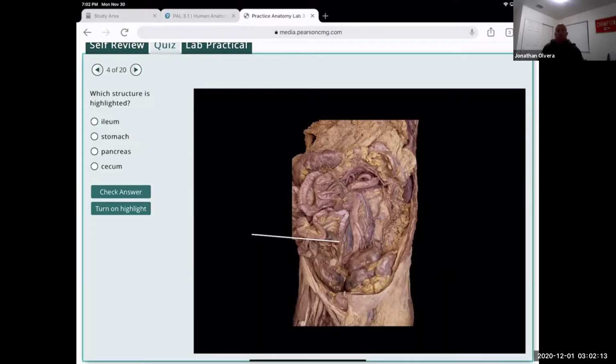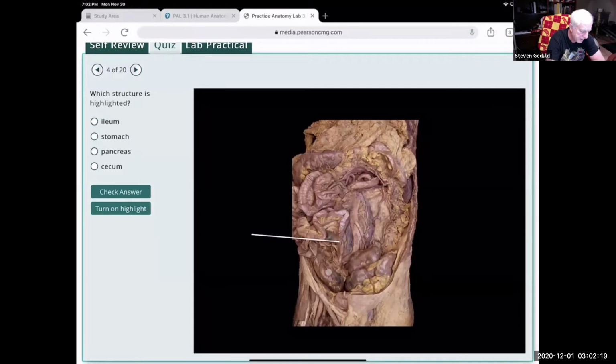Ileum? Yeah, because the ileum is the last part of the small intestine, and it feeds into the cecum. So I mean, because cecum's right here. Here's your cecum. Here's your appendix. Your pancreas is way up here. There's the pancreas. Stomach is above the pancreas. So the only thing I can think of would be the ileum, and it feeds into the cecum. Okay, that's your ileum.